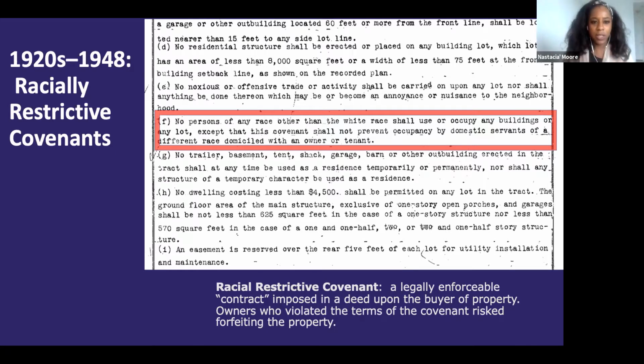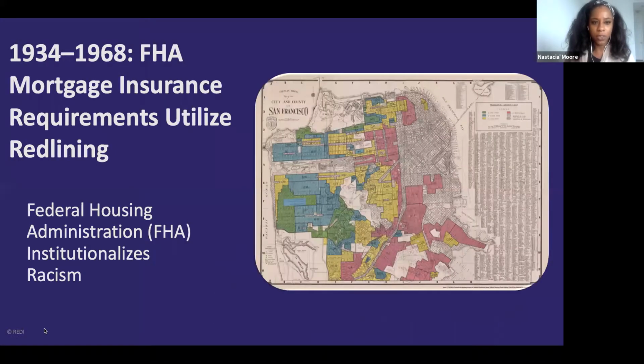Let's move on to the next slide, please. We talk about the FHA mortgage insurance requirements. So we get into redlining. And so what you're looking at now is a redline map of San Francisco.